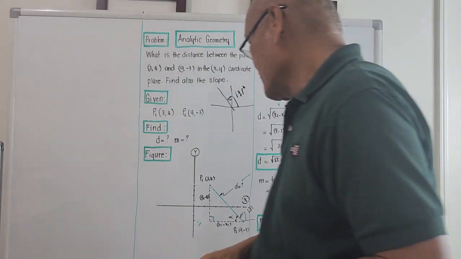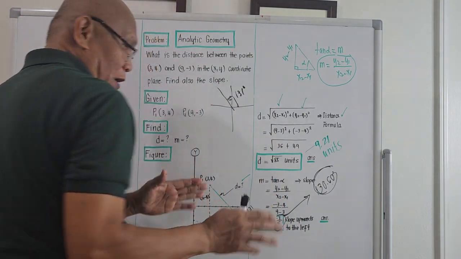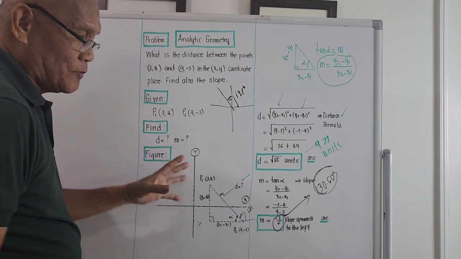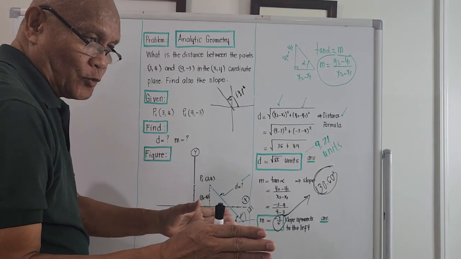Okay, that's it, guys. That's the proper way on how to compute for the distance d, and the slope for a given straight line if we are given 2 points.